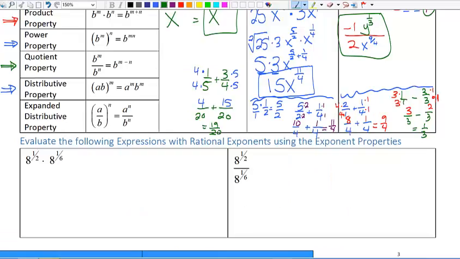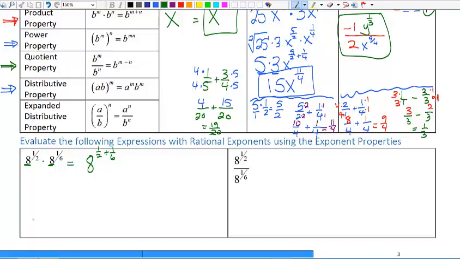On this next problem, notice it says evaluate the following expressions with rational exponents using the exponent properties. So just like the first section on this page, we were evaluating rational expressions, but this time you also have to use your properties. So it's a little bit of both sections put together. Notice that this 8 base is the same. Just like when we had x's the same as a base, the product property says that the 8 will stay the same. What happens with the 1/2 and the 1/6? Well, we need to add those.